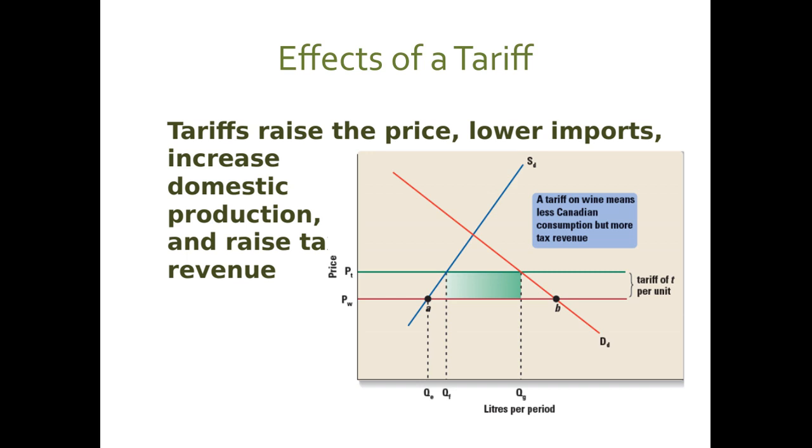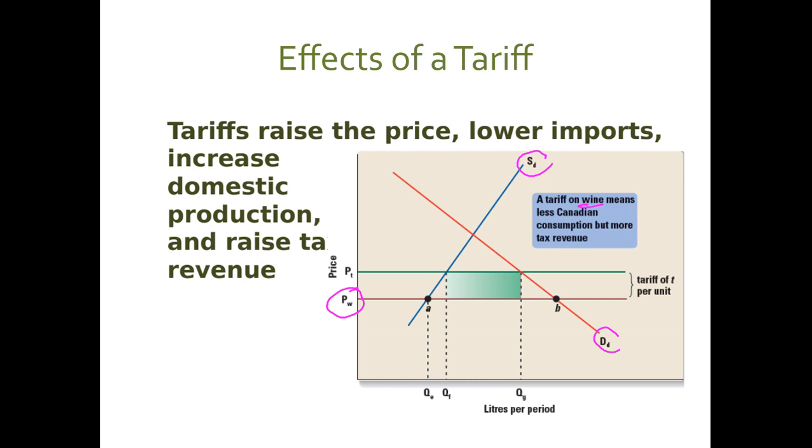Suppose that the world price, PW, this is the world price. What is the meaning of world price? World price means that this country can buy and sell at this price. Now, this is the domestic supply and domestic demand, that's why it's written as SD and DD. And the product is wine.